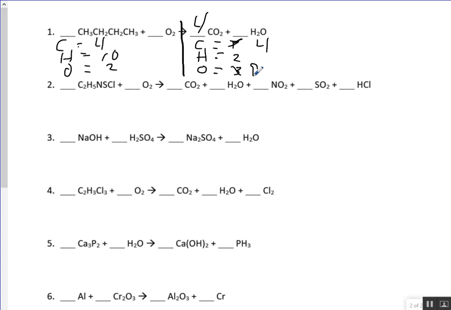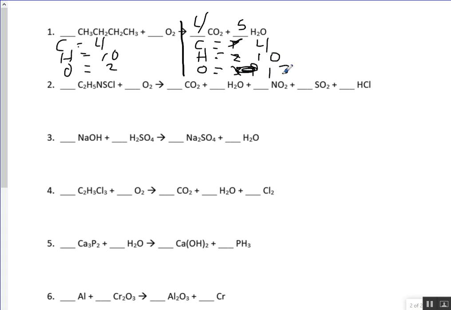H, I need to put a 5 here because I need 10 H's. So I've got 10. And then that changed my O's again. So look what I have. I have 5 times O is 5, plus 4 times 2 is 8. So now I'm up to 13. That's not a fun number.